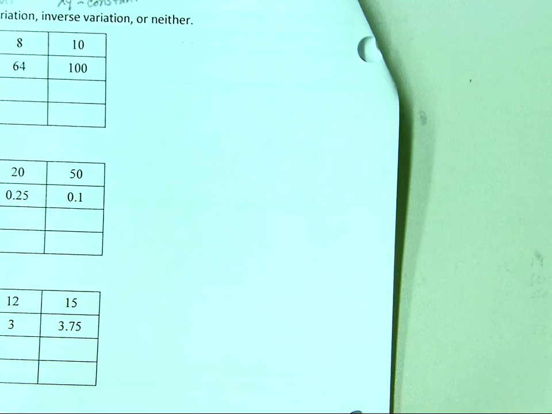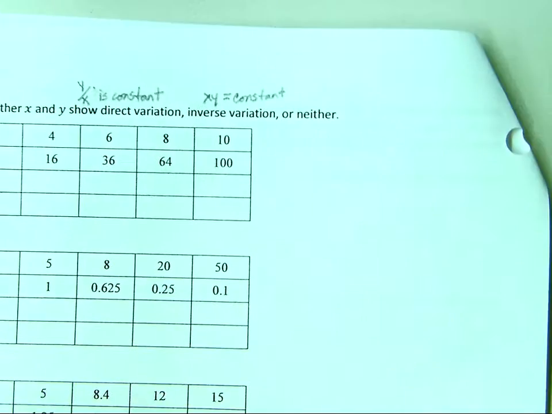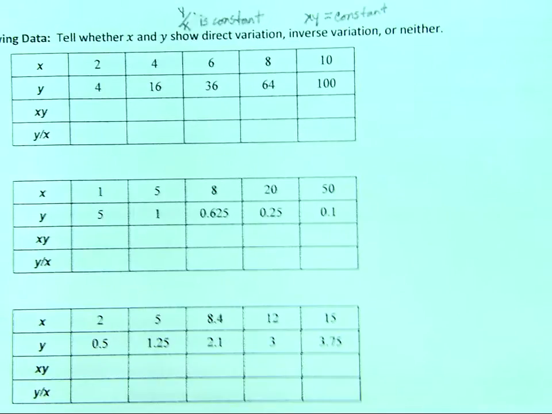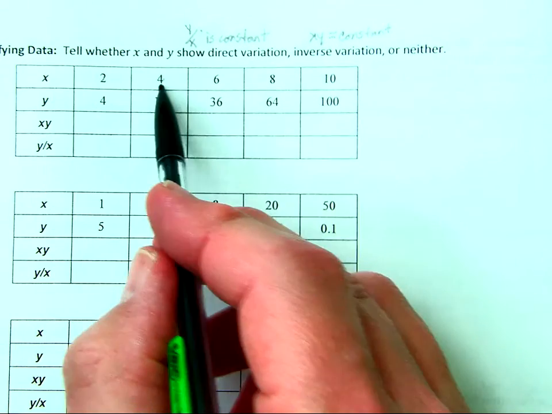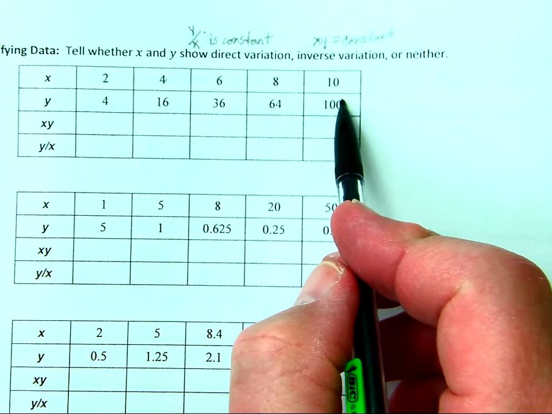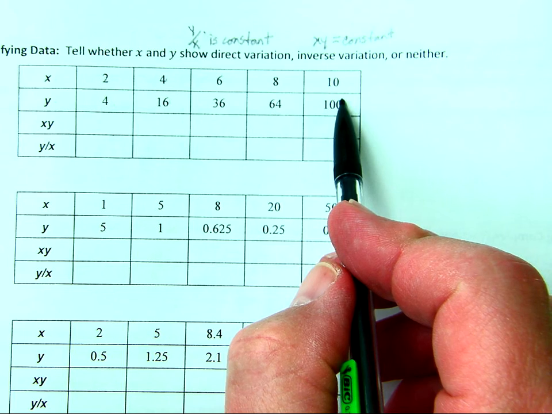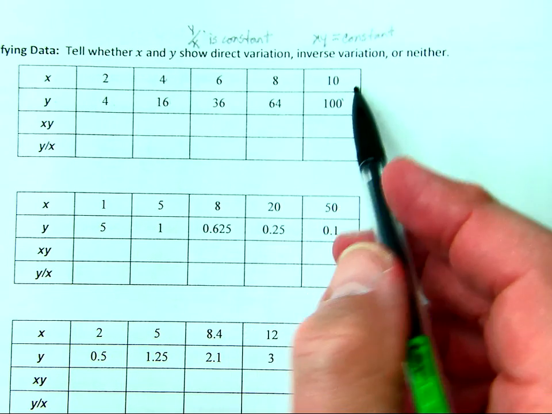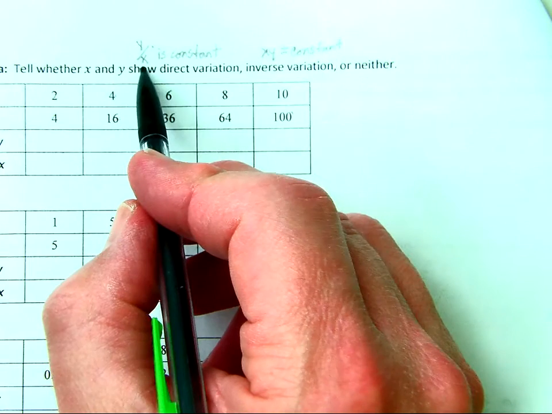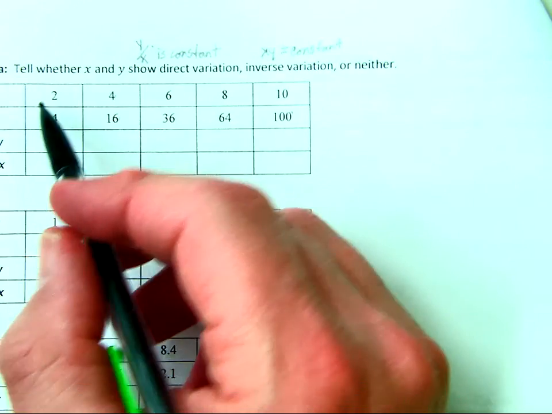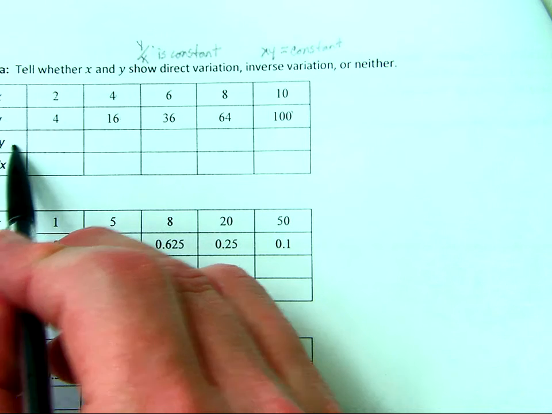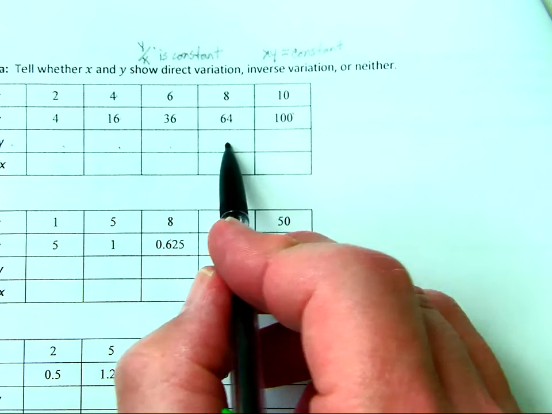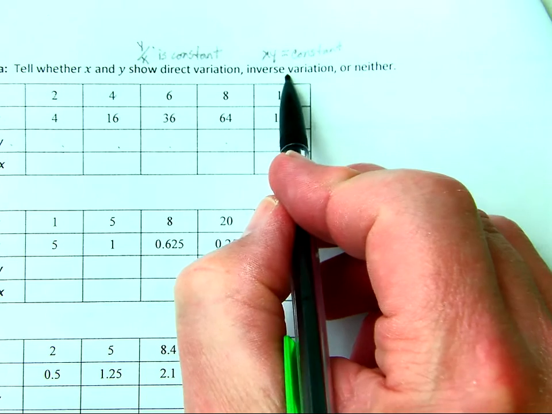All right, we're going to do the same thing now with these, only here they're from a table. So here we have a relationship between x and y, so we have a set of ordered pairs. We want to decide if this is direct or inverse, or neither. Well, you want to do two things. Notice here it says take x times y. If you take x times y and all of these get the same number, it's an inverse variation.